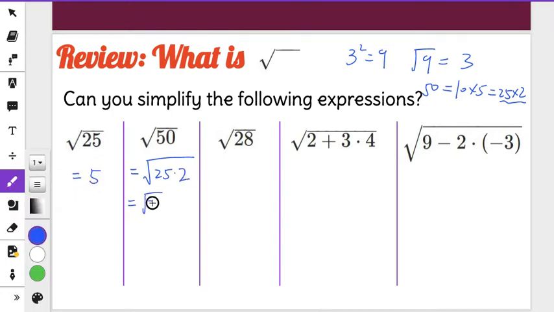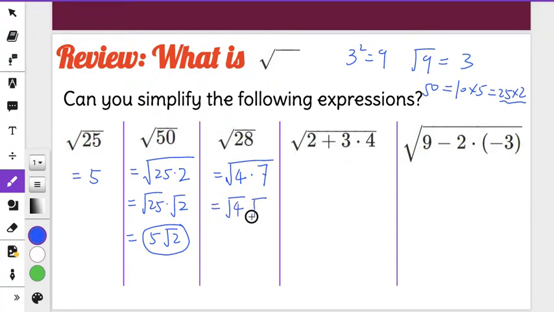So I'm going to break this down into two parts: square root of 25 times square root of 2. Then apparently the square root of 25 is 5. So this answer will be simplified as 5 square root of 2. Okay? Similar to 28, there's no way we can find two same numbers to get 28. So I'm going to break it down as 4 times 7. The reason is 4 is a perfect square number, so now I can use square root of 4 times square root of 7. Square root of 4 is 2, so 2 times square root of 7.